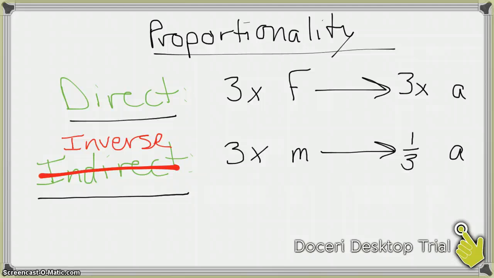One slight mistake. I should have said inverse proportionality, not indirect. It's inverse proportionality. So if acceleration is inversely proportional to mass, you increase the mass 3 times, the acceleration drops to 1/3 of what it was. That's inverse proportionality.